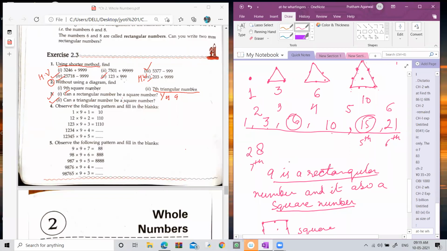Can you find out the 8th triangular number? Anybody can find out the 8th triangular number. Write it down, which is the next triangular number after 28? How can we find out the 8th triangular number?